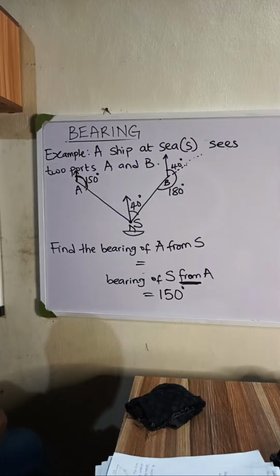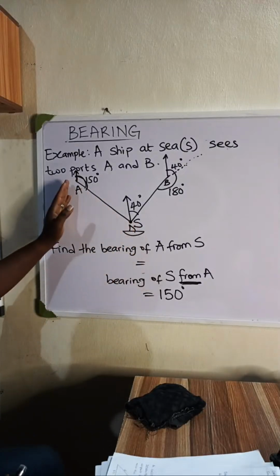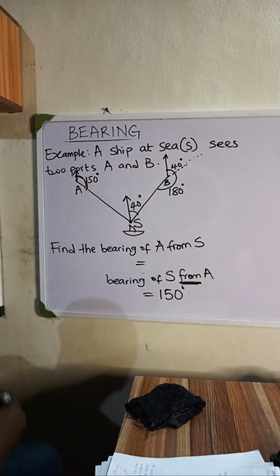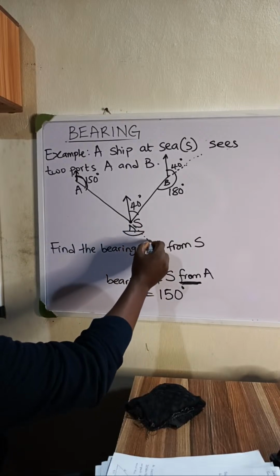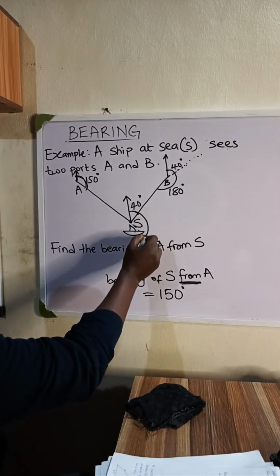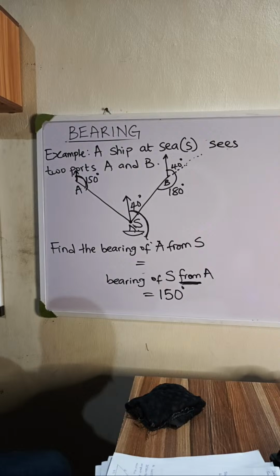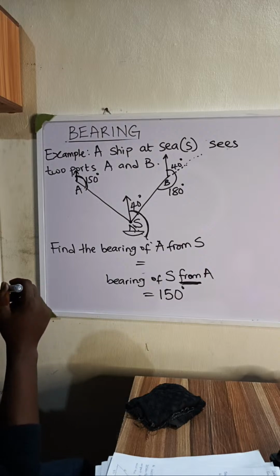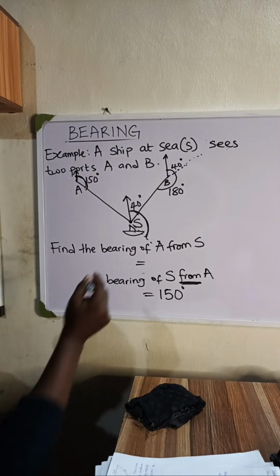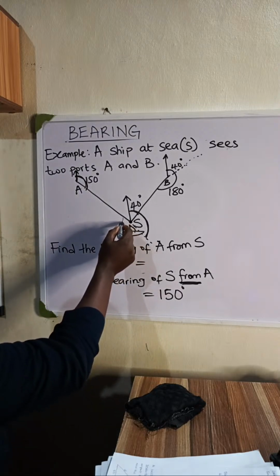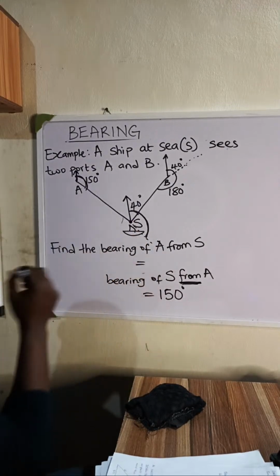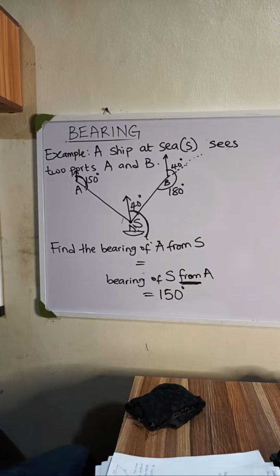Okay, so we look at that one. Next, we want to go from S to A. That is now A from S. So if you look at this, if you have a line going through this entire place, for example, here is 180 degrees, correct? What can we do here?